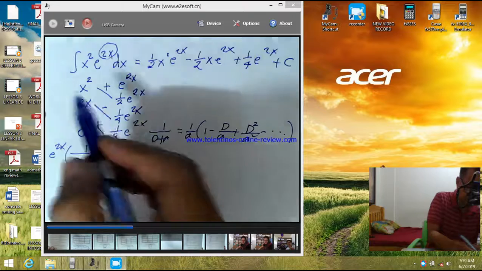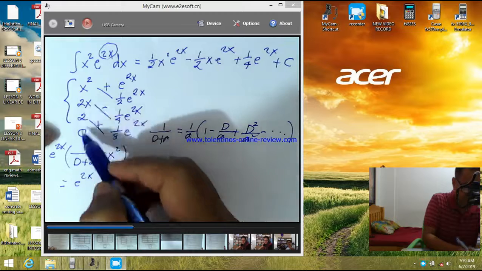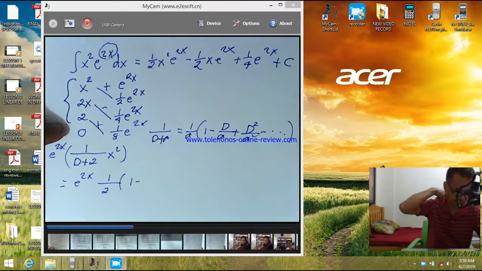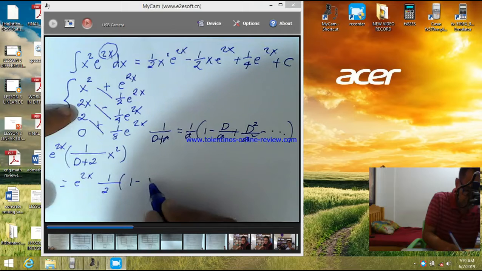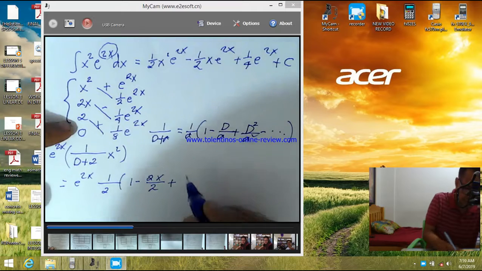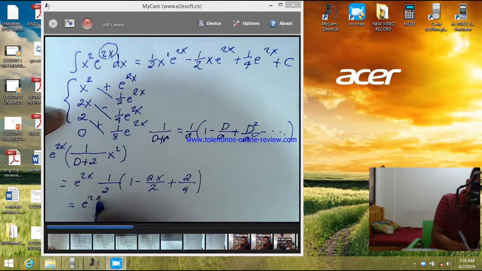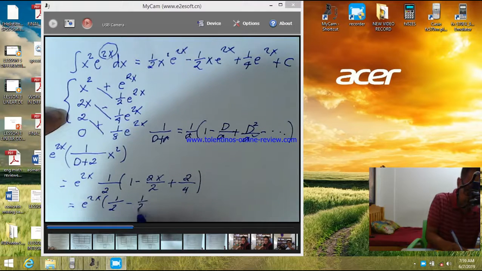Now we get the derivative. We only need these three: the original function, and the first and second derivatives. So we have 1 minus the derivative of x squared, which is 2x, divided by a, which is 2, plus the second derivative, which is 2, over 2 squared, which is 4. So this will give you e to the 2x times 1/2 minus also 1/2 x plus 1/4.